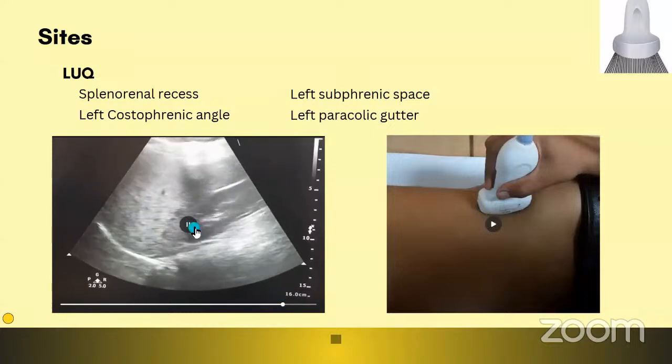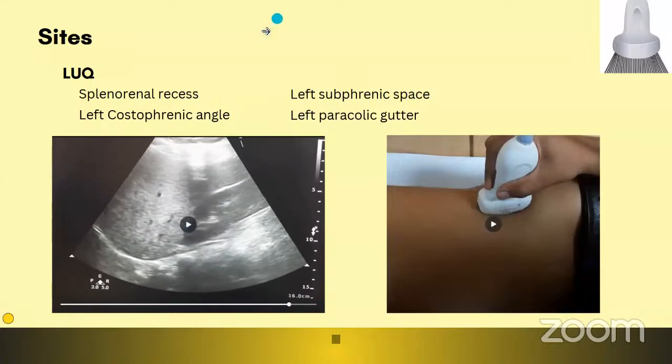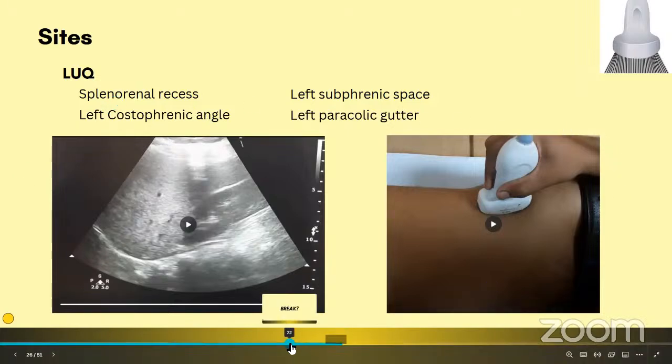Fine. I hope the participants are well aware of the anatomy. If not, you can go to the YouTube recordings again after this session to look at the peritoneal cavities image as seen in slide number 23.